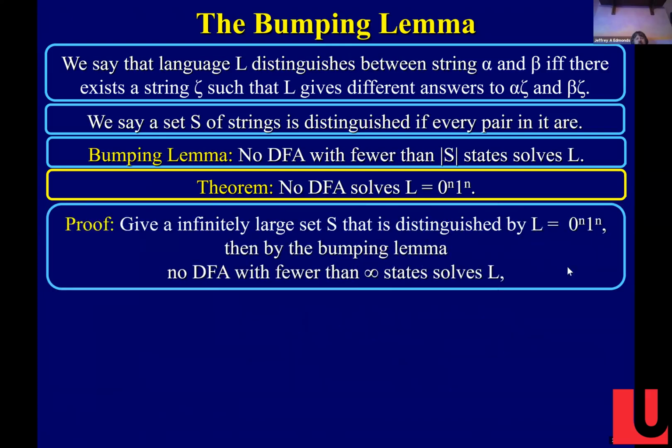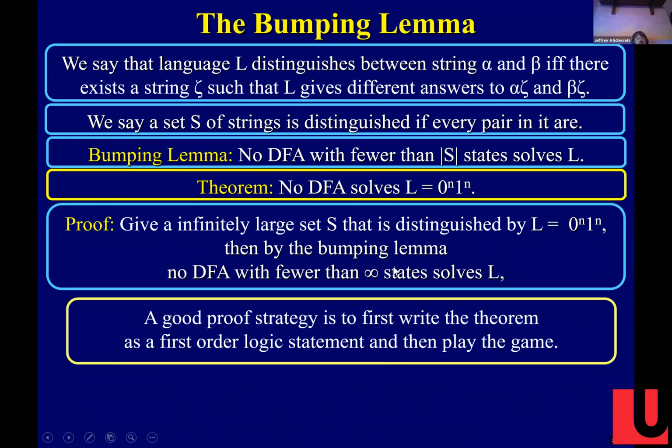So now, once you have that proof of the pumping lemma, how do you prove that 0 to the n, 1 to the n has no finite automata? What you do is you give an infinitely large set that are distinguished. 0 to the n, 1 to the n are distinguished. So now let's go to our set S and how we can prove that it works.